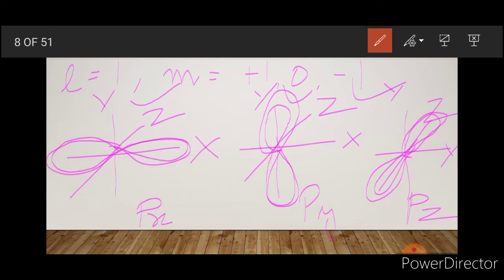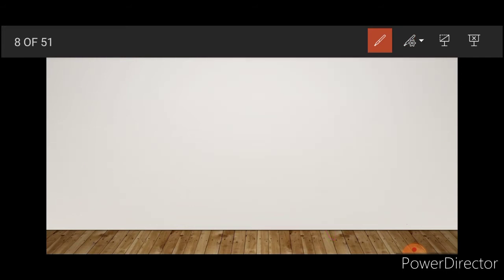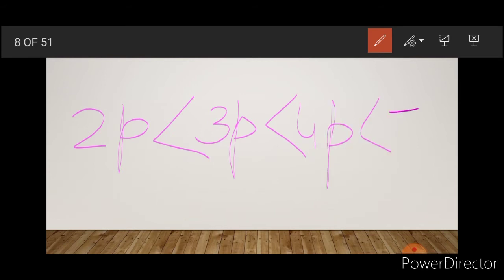The energy and size of p orbitals increases in the following order. See the order: 2p is lesser than 3p, is lesser than 4p, is lesser than 5p, and so on. And for a given principal quantum number, the orbitals px, py, pz have equal energies.